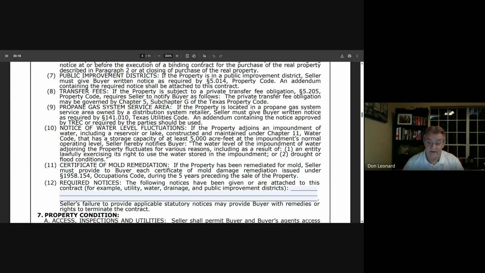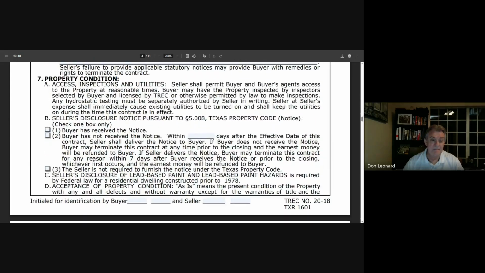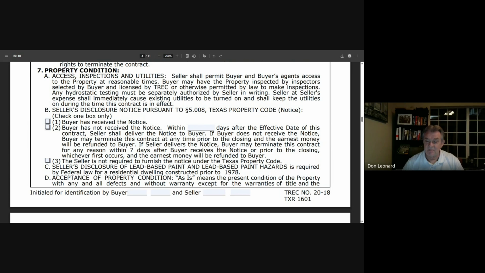On to section 7, property condition. This is the section that's going to talk about the rights of the buyer to do inspections. It's going to talk about the rights of the seller in terms of getting repairs done and things like that. A talks about access, inspections, and utilities.